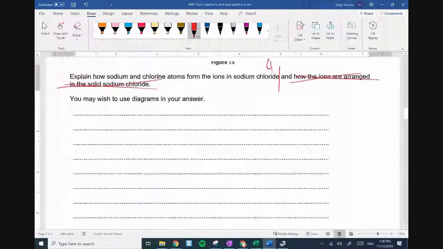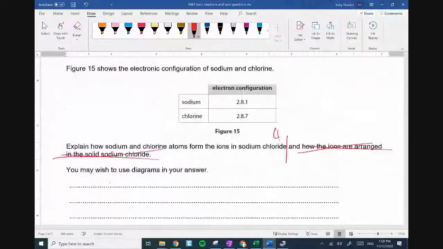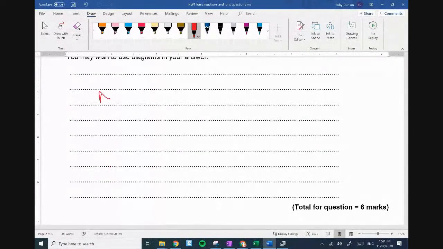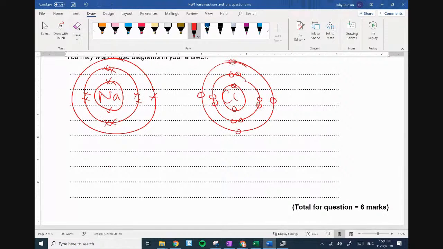Okay, so this time, let's do a diagram. Now, notice they gave us the config, so we have to draw all the electrons. So sodium, 2,8,1. You notice I've switched them for crosses this time because it doesn't matter, as long as the other person, there we go. And then chlorine even. So chlorine, 2,8,7. Yeah. 2,8,7, right, there we go.